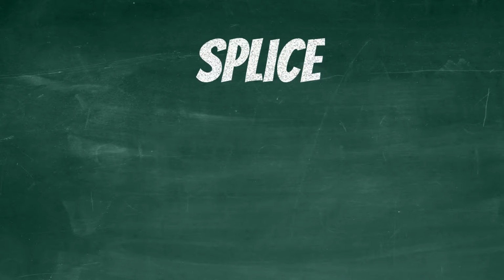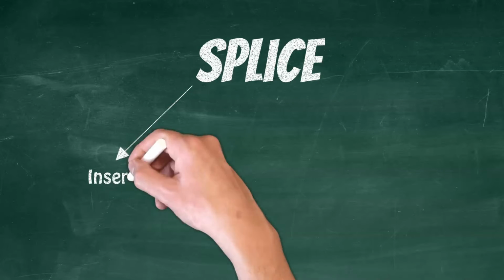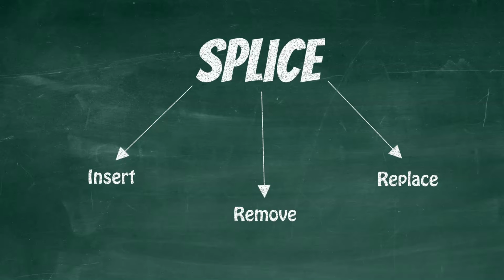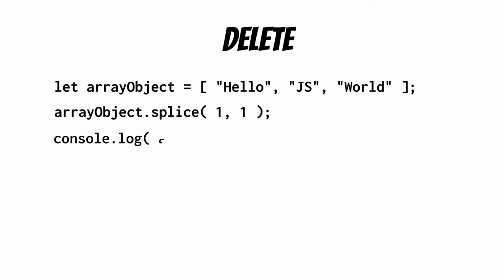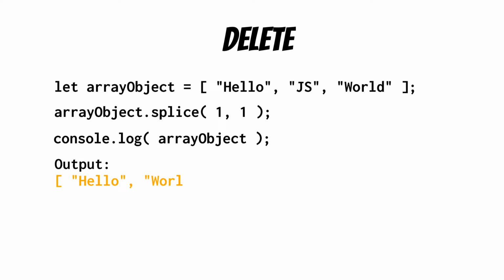So use a special array method which does everything, like insert, remove and replace elements in an array. So, let's start with the element deletion. It is just simple: the first argument is the start index and the second argument is the number of elements to be deleted.